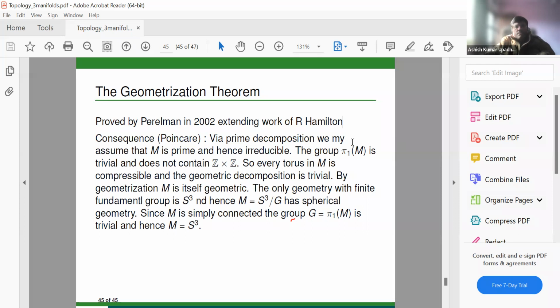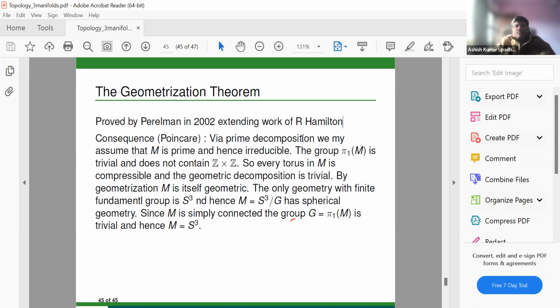So this was geometrization. Once geometrization is proved, it was understood that Poincaré's conjecture is also proved. But then how does Poincaré conjecture follow from the geometrization theorem? I am telling it as a consequence of the geometrization theorem. Okay, so the description is as follows.